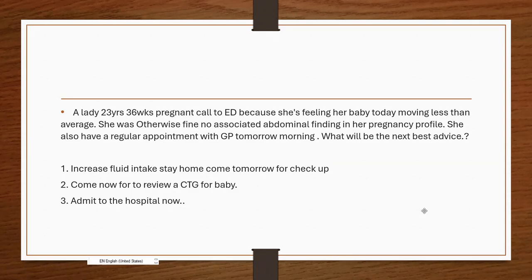If C-section was an option, would we still go with prostaglandin? Yes. Again, you are going with prostaglandin because only if it is not progressing even with that are you going for C-section. Okay, I hope I addressed all the questions there.